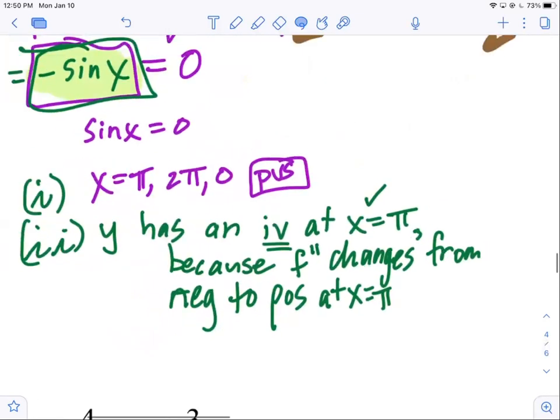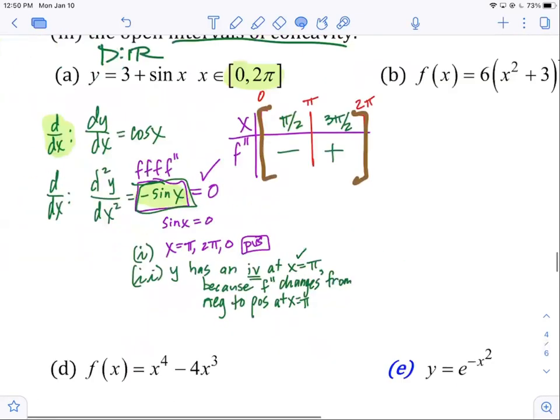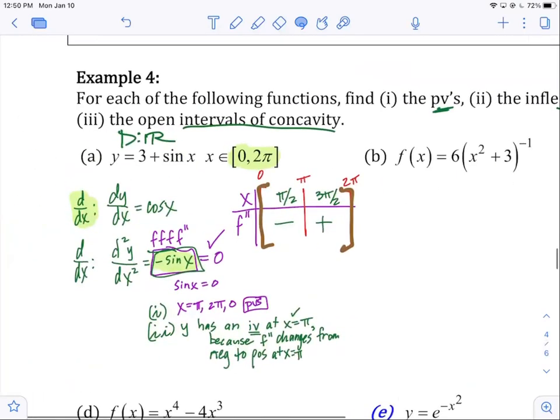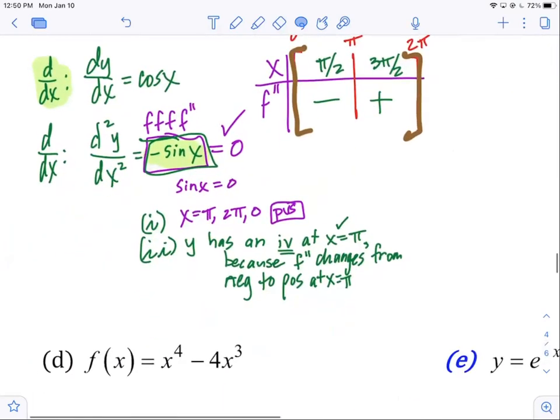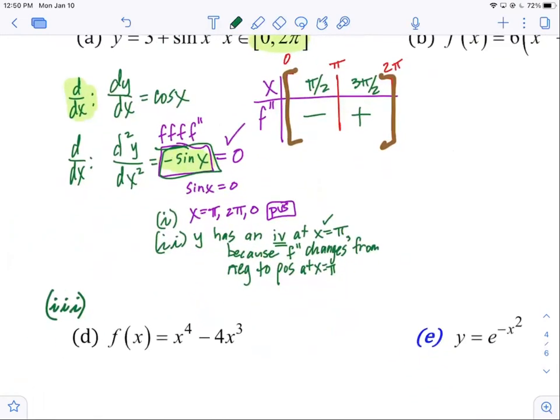So this is the same justification that we did for first derivatives. All right. Now look at the third part. Intervals of concavity. All right. Open intervals of concavity. So it's part 3. Okay. I had to shrink mine down a little bit.